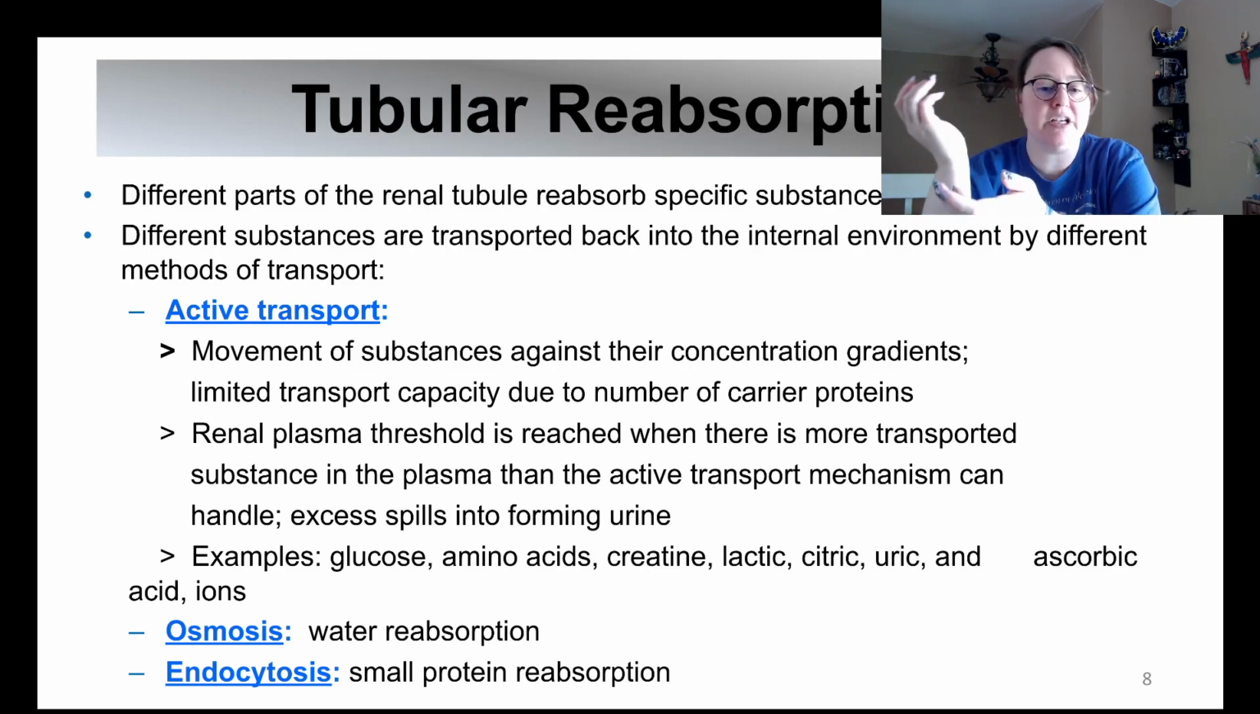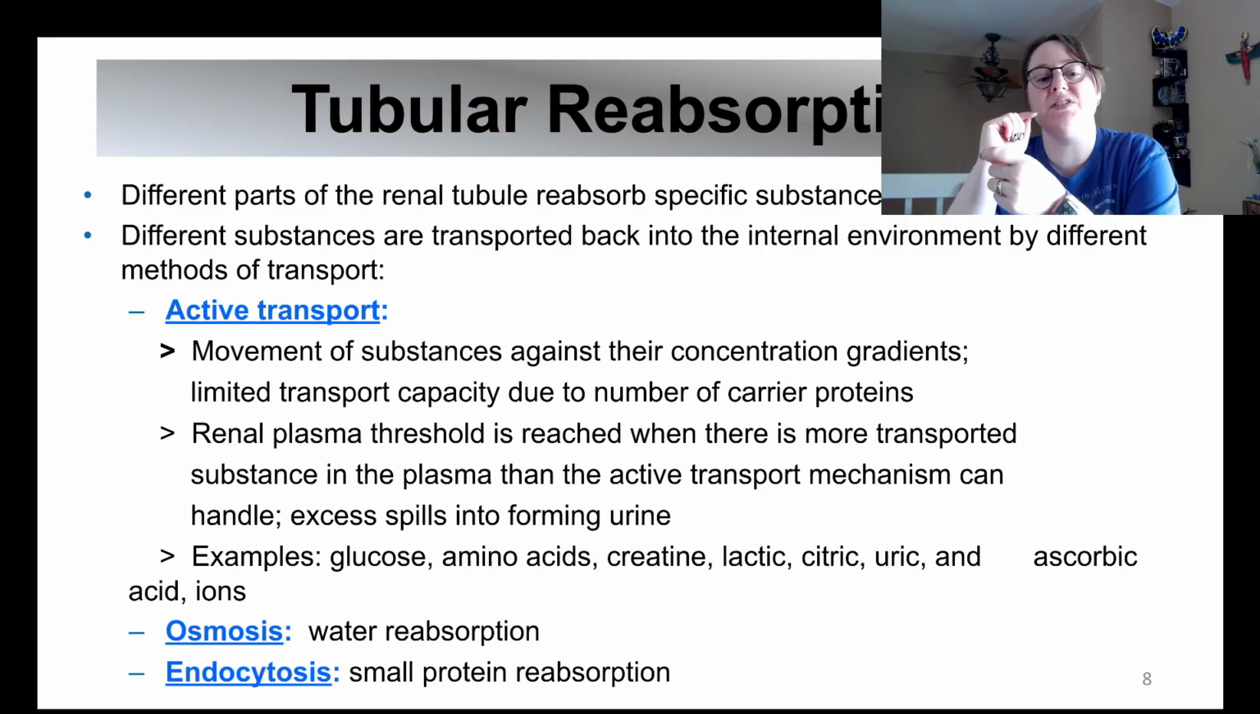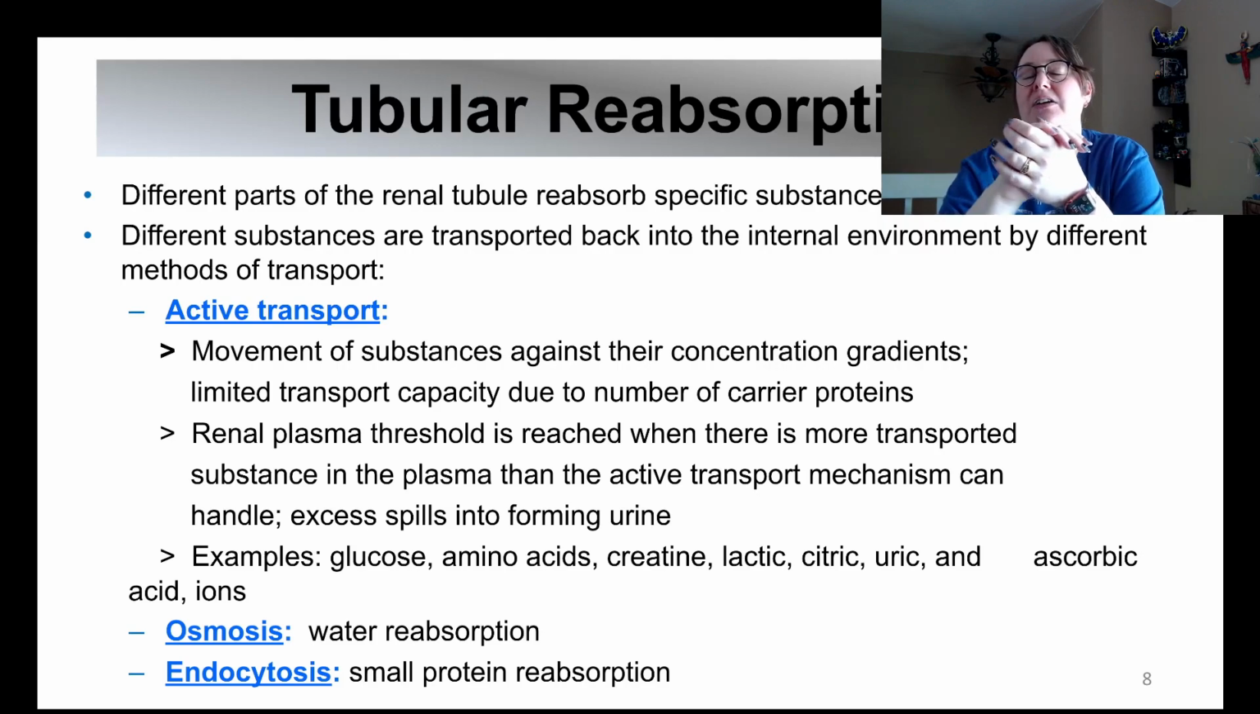So, active transport, again, is the movement of substances against the concentration gradient. The way I think of active and passive is that active is like you swimming upstream in a river. It takes a lot of energy. It's not easy. Whereas passive transport, you don't really expend any energy. You just get in your inner tube and float down the river. So in this case, we have to go against the concentration gradient and use energy to do that.